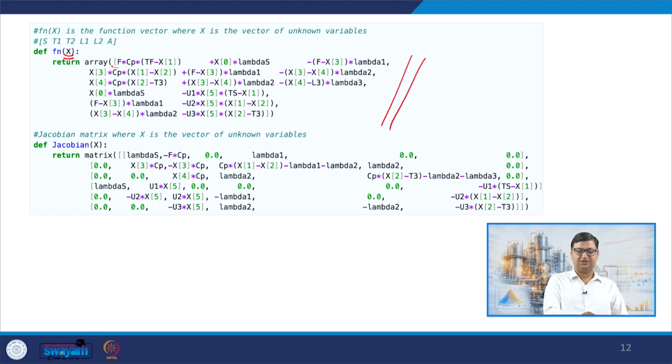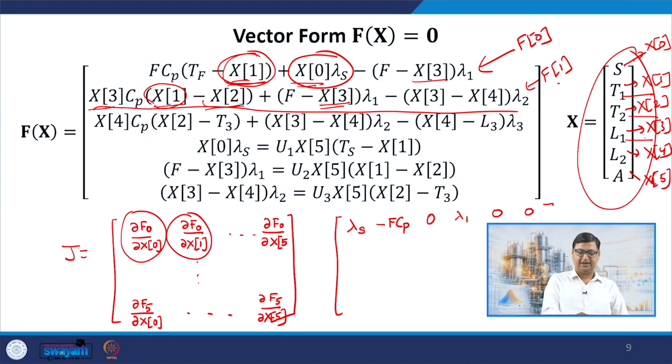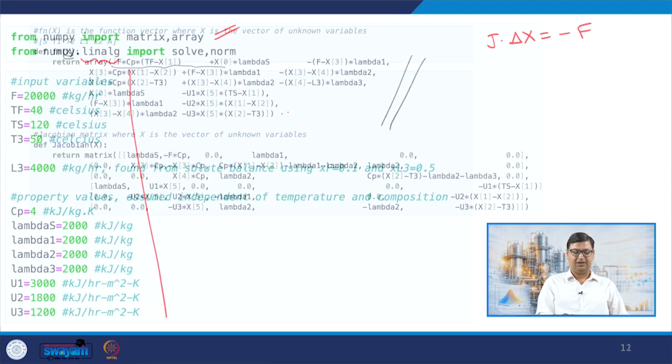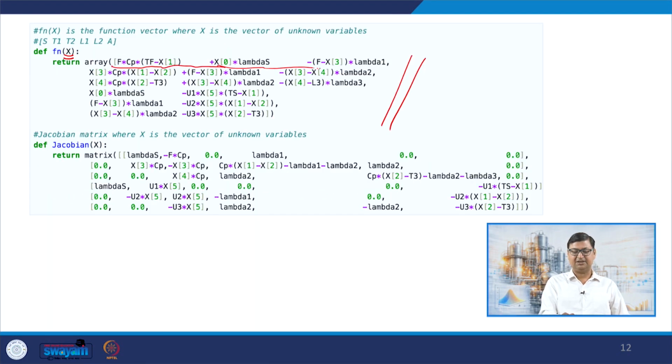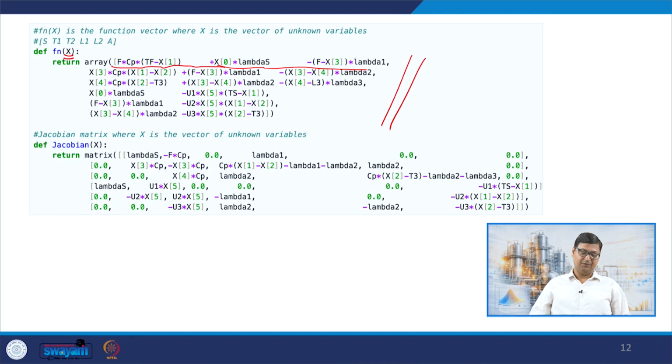Let us compare the first term, for instance: FCP TF minus x1 plus x naught lambda s minus f minus x3 lambda n, and then similarly for the other terms there. And now we also put the Jacobian. Jacobian is also a function of x, and we already have computed the Jacobian. It's just a matter of inputting it inside.